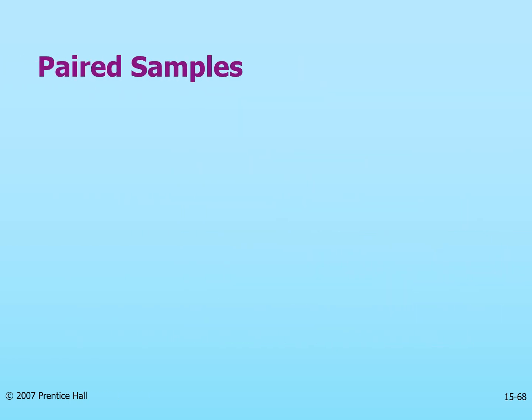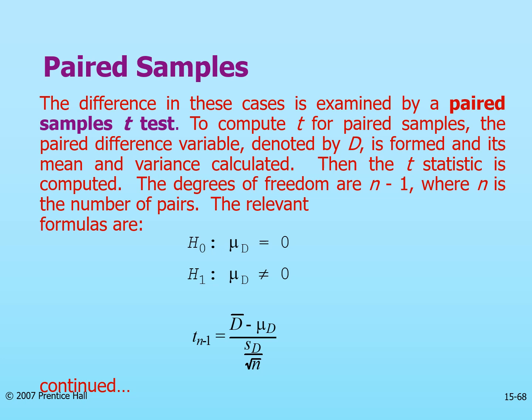And small samples are normally not considered a better way. The difference in these cases is examined by the paired sample t-test. To compute the t for paired samples, the same sample at different times, the paired difference variable is computed, and its mean and variance are calculated. Then the t statistic is applied.